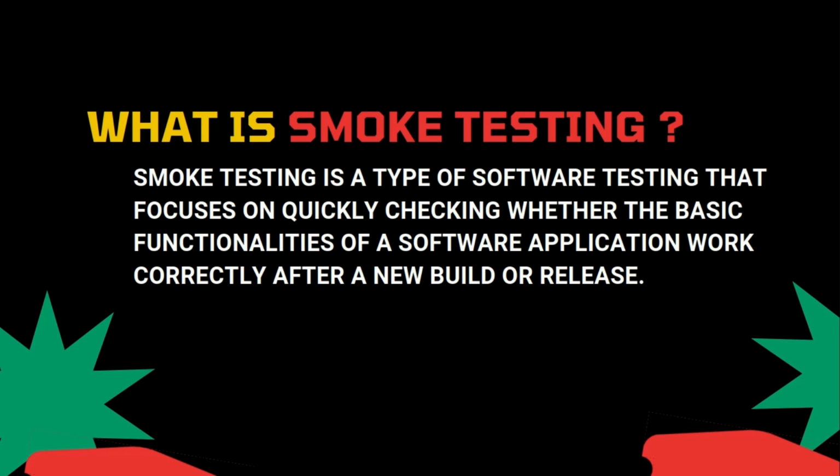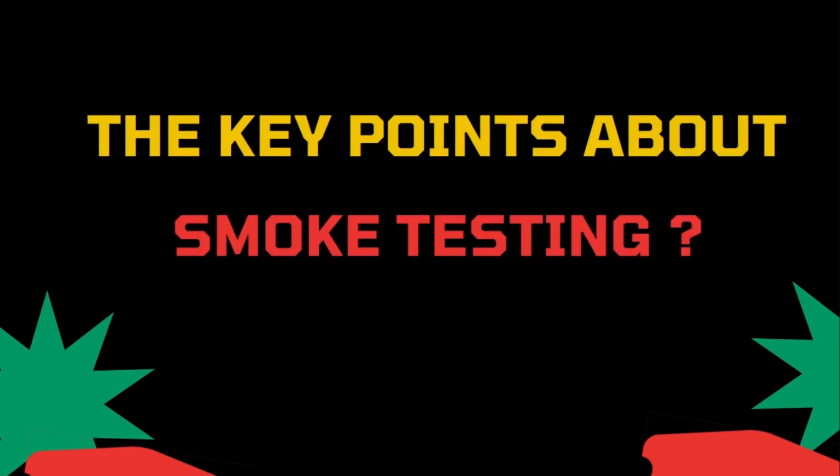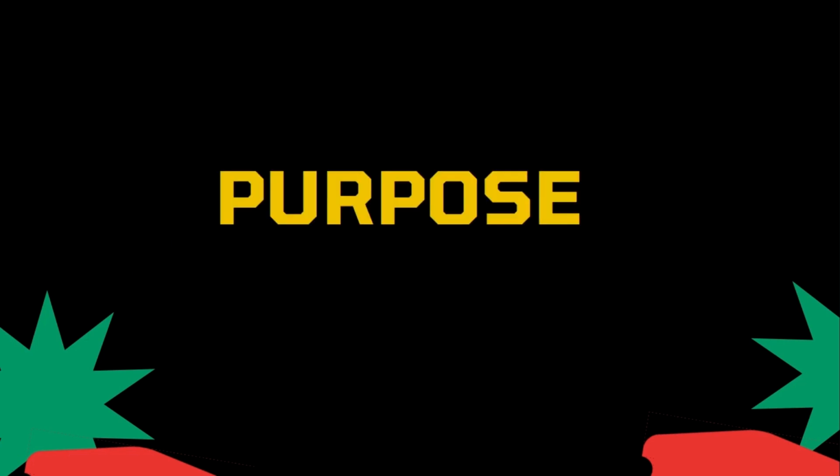Now let's see the key points about smoke testing, starting with the purpose. What is the purpose of smoke testing? Why are we doing it? The main purpose of smoke testing is to ensure that the most critical and essential features of the software are working as expected. It also helps to identify major issues early in the development cycle or release cycle. So this is the purpose of smoke testing and why we are doing it.